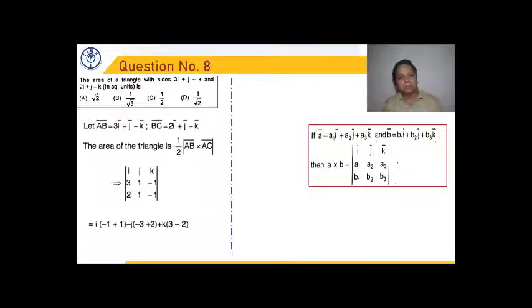It says i into minus 1 plus 1, that becomes 0. Minus j into minus 3 plus 2. Minus 3 plus 2 is minus 1, multiplied by the minus sign becomes plus j. k into 3 minus 2, that is 1. This vector comes out to be j plus k. So we found the cross product directly.